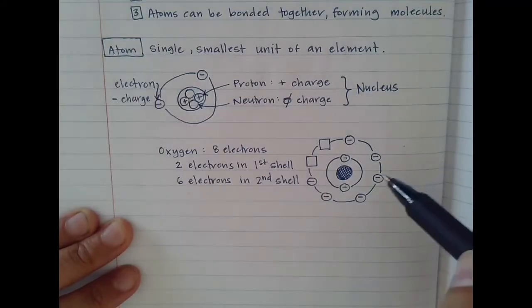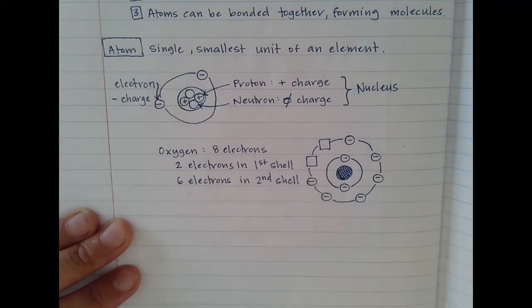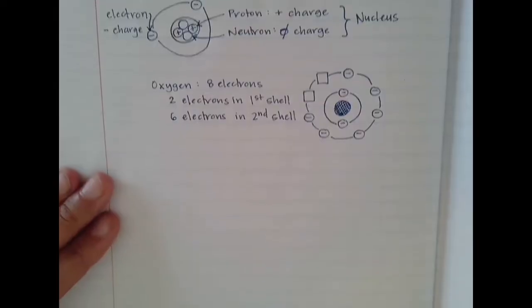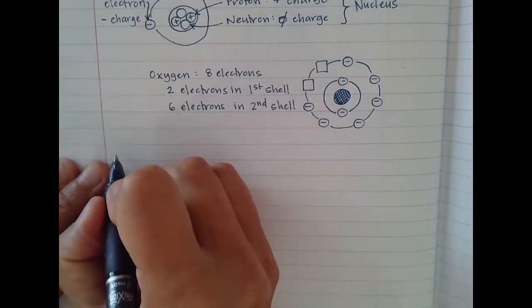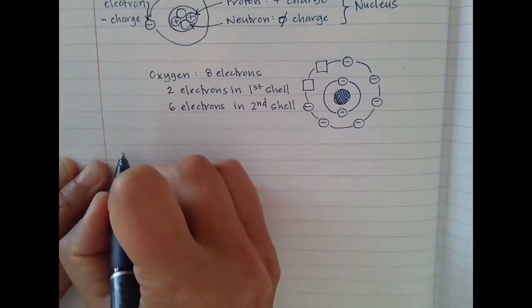Now, we don't want to have to draw this out every single time. This is really complicated to draw out, especially when we start getting more and more electrons and protons and everything. So we actually have something called a Lewis diagram.